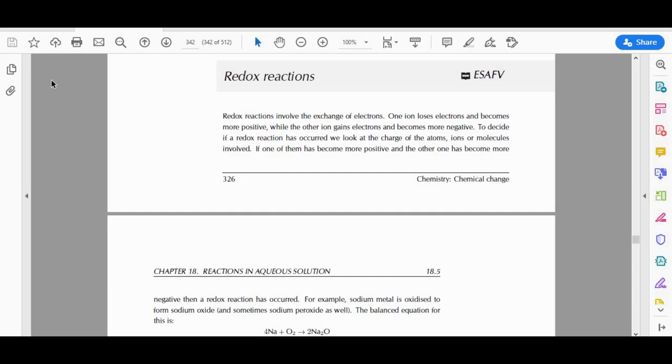So what we need to understand about redox reactions, first and foremost, is that redox reactions involve the exchange of electrons, rather than ions necessarily. So electrons are changing now between each of the elements or the compounds in the reaction. One ion will lose an electron. If you lose an electron, you become more positive. Now you need to think about it in this way. An electron, as we have learned, is considered to be very negative.